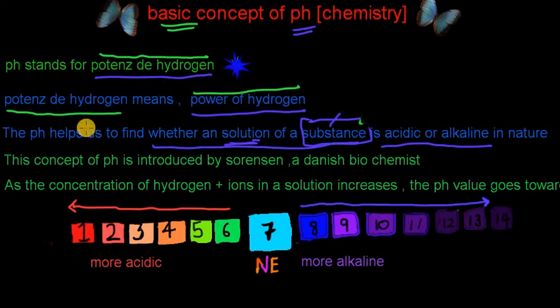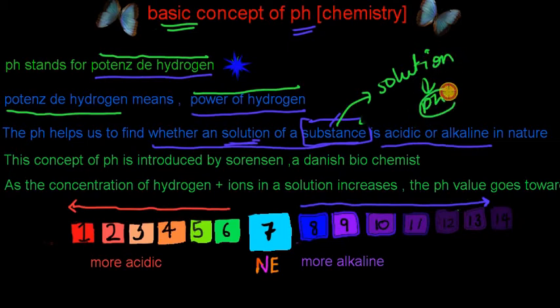Now let's look at the third point. The pH helps us to find whether a solution of a substance is acidic or alkaline in nature. Why have I included the word solution? Why can't I just write that pH helps us to find whether a substance is acidic or alkaline in nature? That is because a substance should be transferred into a form of solution, and then only we can test it for pH. If a substance is solid, we can't do it, so we have to convert it into its solution form, and then we can test it for its pH value.